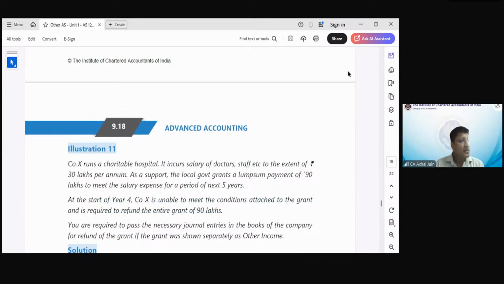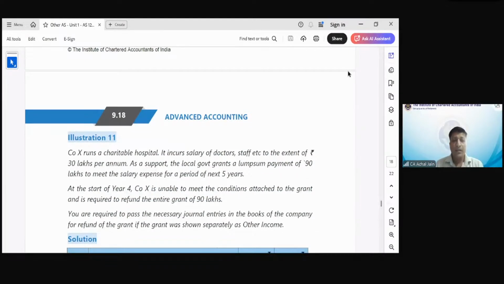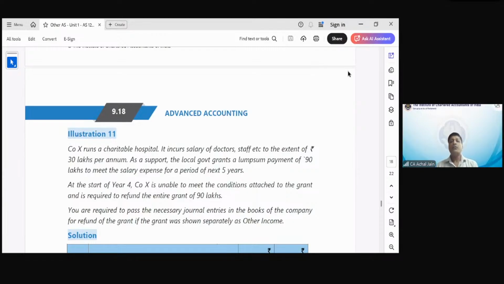Company X runs a charitable hospital. It incurs salary of doctors and staff of 30 lakhs. As a support, the local government has given a lump sum payment of 90 lakhs to meet the salary expense for the next 5 years. At the start of the 4th year, Company X is unable to meet the conditions attached to the grant, and therefore it is required to refund the entire grant of 90 lakhs.